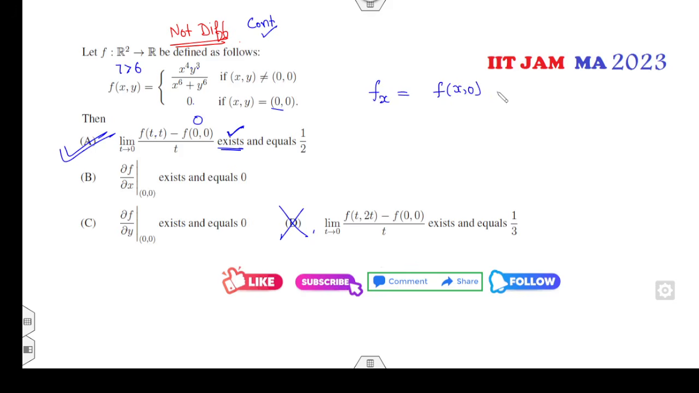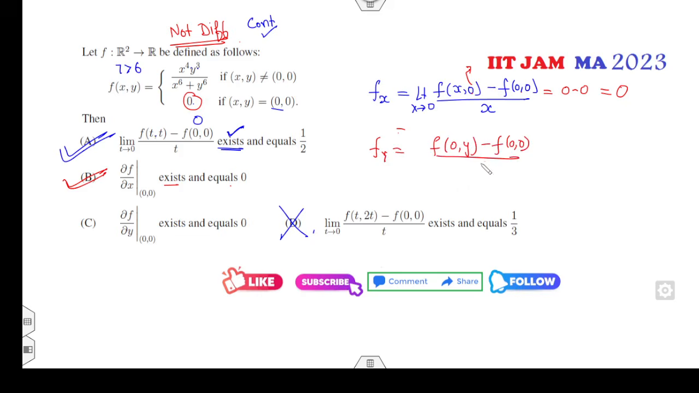That means f(x, 0) minus f(0, 0) divided by x as limit x approaches 0. So what is that? f(0, 0) is 0. When y is equal to 0, the whole answer is 0. So the partial derivative exists, 0. Similarly, partial derivative with respect to y, f(0, y) minus f(0, 0) divided by y. Again, this part is 0. Whenever x is 0, again the answer is 0. They are equal. So the correct answers are A, B, C are the right answer of the problem.